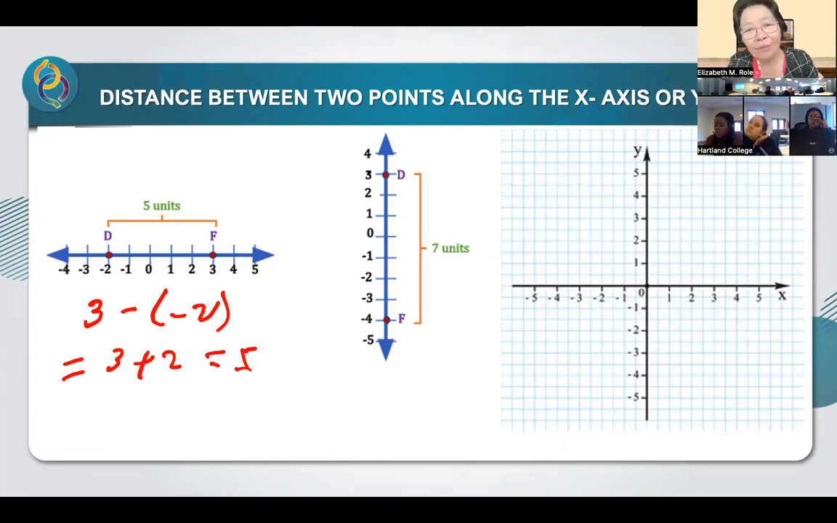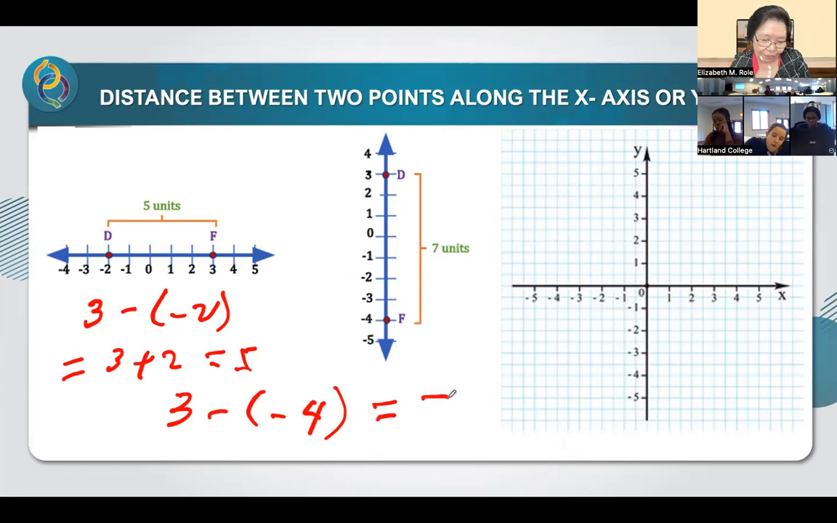Similarly with the vertical axis, we now have the point from -4 to +3. And we can just count, but that's the same as 3 minus -4, which is equal to 7. So that's actually finding the distance. But one thing with the distance is you are not very much focused on the sign or the direction. It is more of the magnitude.